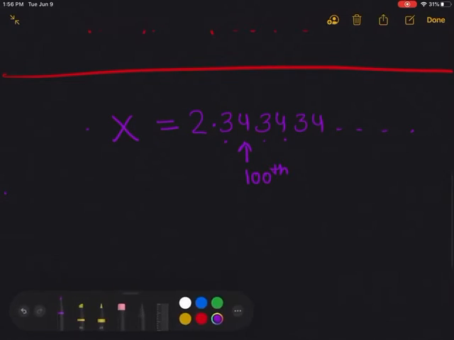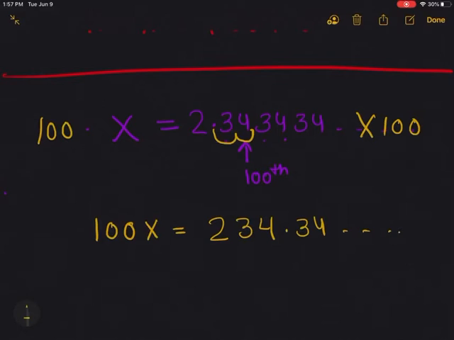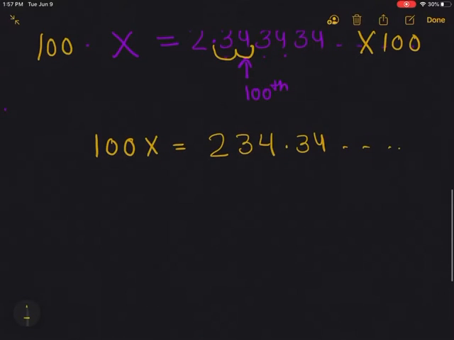So once you do that, if I multiply both sides by 100, my equation would be 100x. How many times do you move the decimals? It's the 100s place, so I would move it over by 2 places. 1 and 2, so my equation would be 234.34 and so on. So that's how you need to answer your Part A assignment.